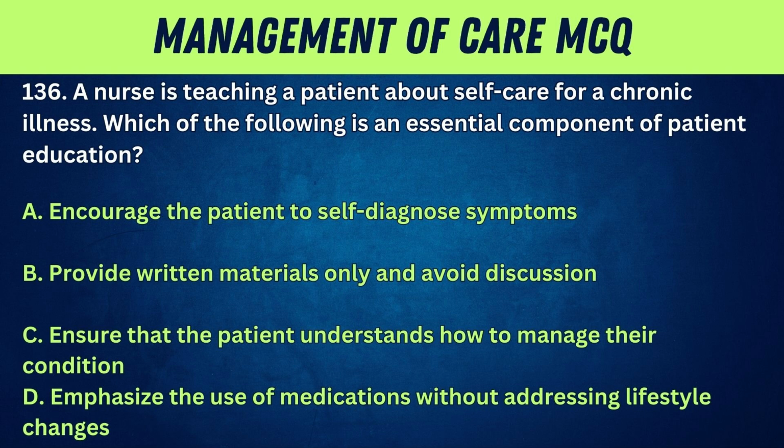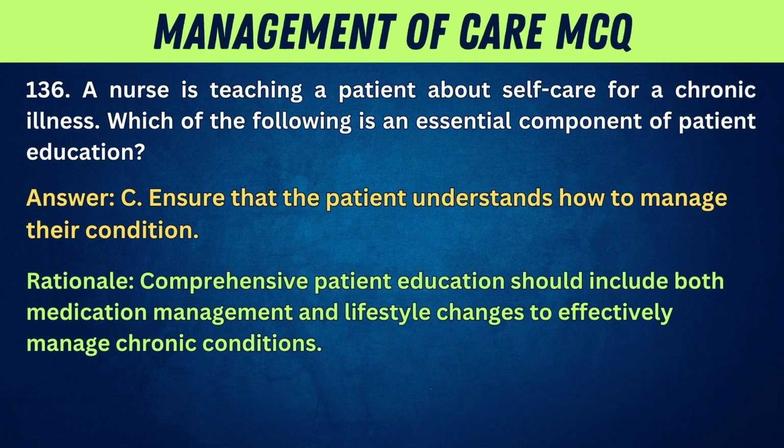136. A nurse is teaching a patient about self-care for a chronic illness. Which of the following is an essential component of patient education? A. Encourage the patient to self-diagnose symptoms. B. Provide written materials only and avoid discussion. C. Ensure that the patient understands how to manage their condition. D. Emphasize the use of medications without addressing lifestyle changes. Answer: C. Ensure that the patient understands how to manage their condition. Rationale: Comprehensive patient education should include both medication management and lifestyle changes to effectively manage chronic conditions.